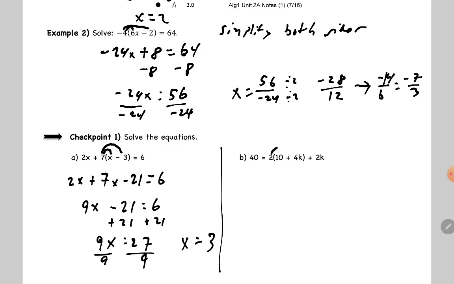So 40 equals 2 times the quantity 10 plus 4k. So 40 equals 2 times 10 is 20. 2 times 4k is 8k, plus 2k. So I have 40 equals 20 plus 10k.